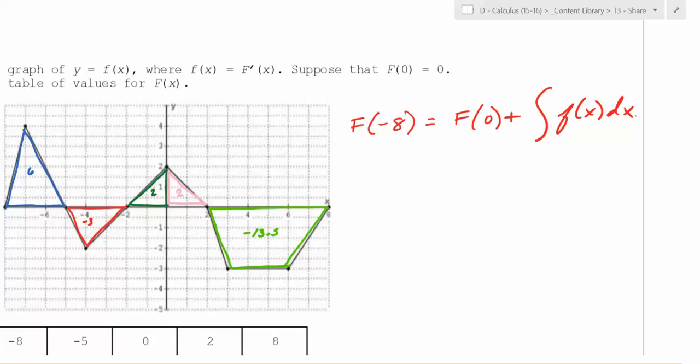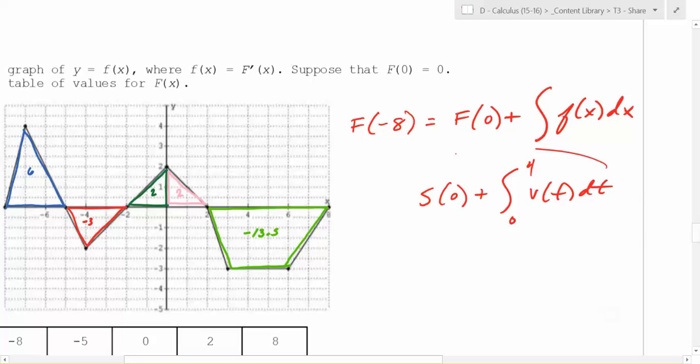This is where it's a little weird on this one. What do you think the limits of integration should be? The hint I'll give you is this. Let's say I gave you a velocity function and I said, where is the car after 4 seconds? It would be the position function evaluated at 0 plus the integral from 0 to 4 of the velocity. That's where the car is after 4 seconds. We've done that a bunch yesterday, right?